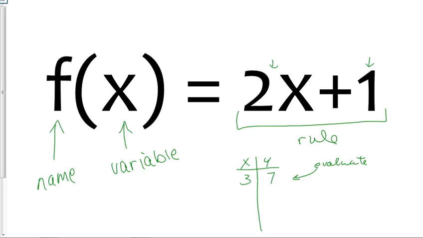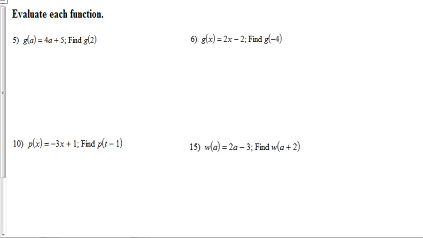Okay, next we're going to actually look at a few problems that are in your packet. We're going to start out with number 5 and number 6, and then go to number 10 and number 15. These are all linear ones, so they should be pretty easy for you to do. But let's take a look at number 5. This is function g. So we're going to look at function g, which is right here. And instead of a, we're going to replace it with 2. So notice it says g of 2. Notice the a is replaced with 2.